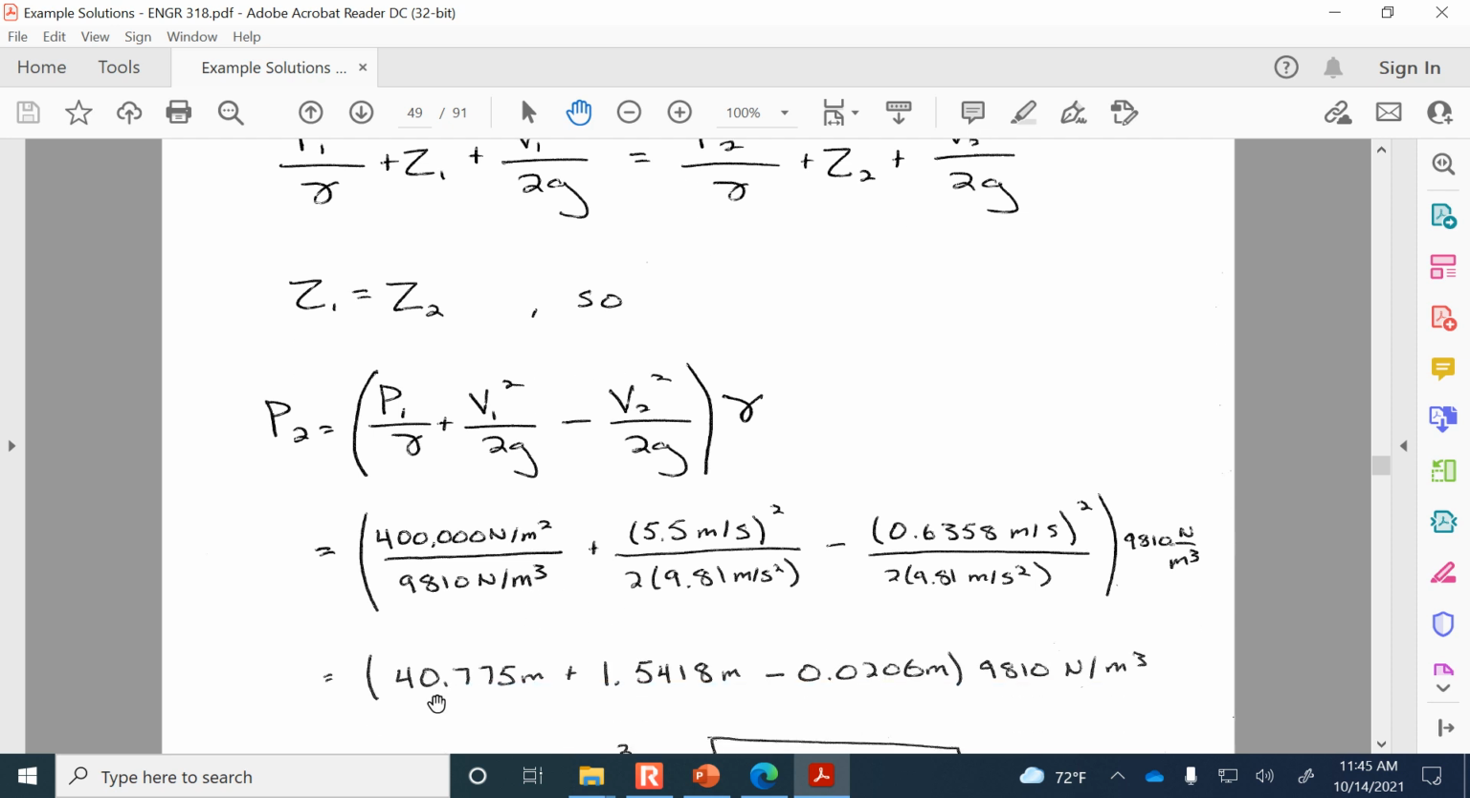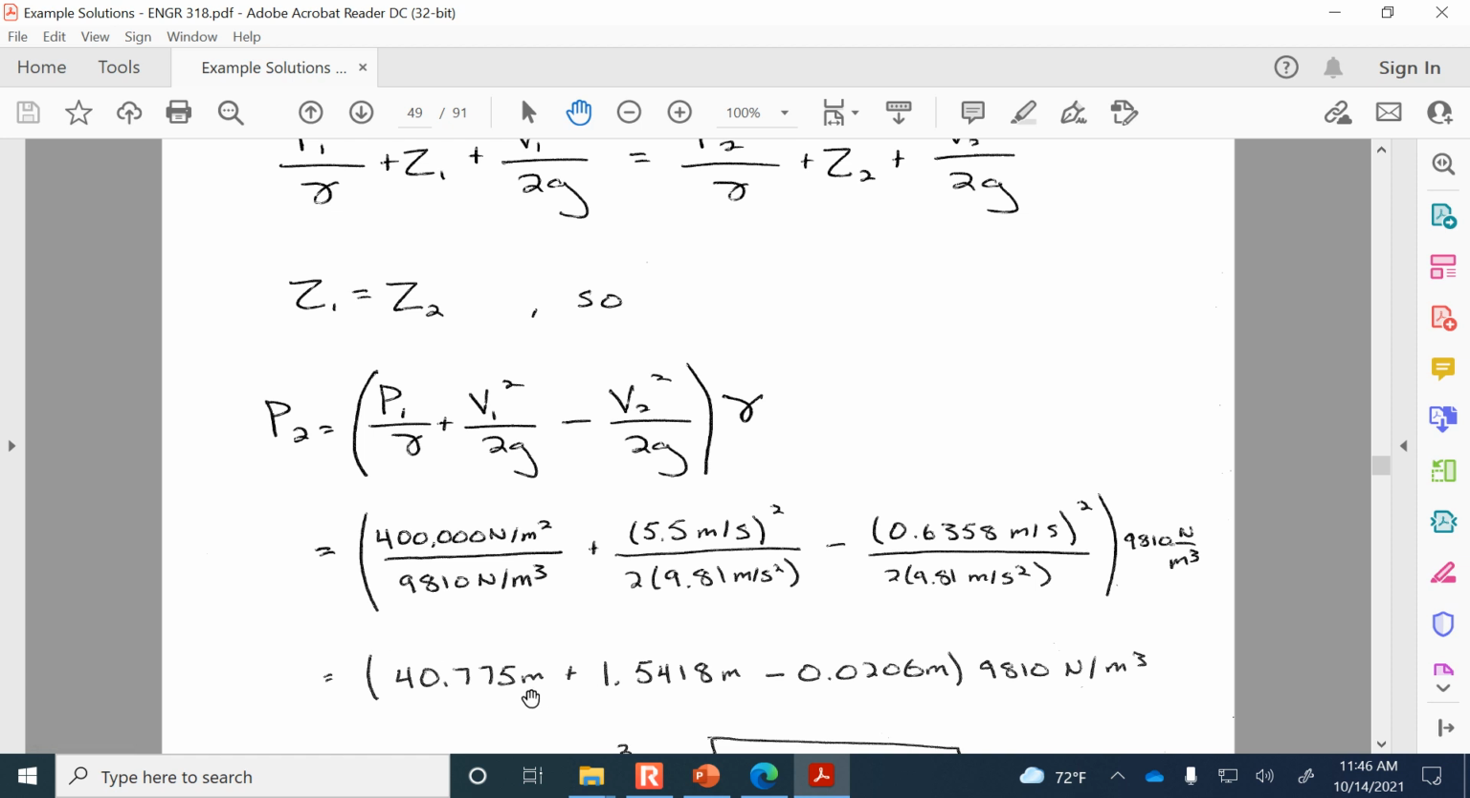Okay, and then here are the intermediate quantities where I've found out the head that's tied up in each one of these terms. And so we've got 40.775 meters of pressure head at 1 and 1.54 meters of head that's in the velocity. So between the two, most of the energy is in the pressure. I mean, there is some energy in the velocity head, but by far the lion's share of the energy that's in the fluid is as pressure right now.